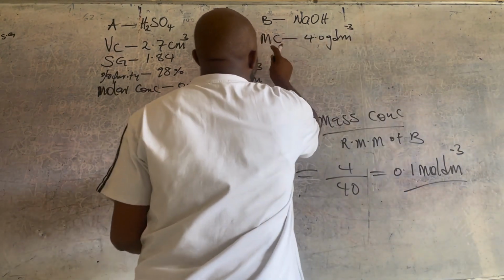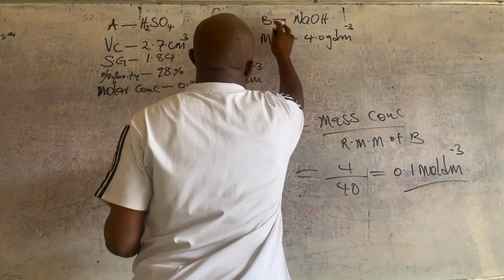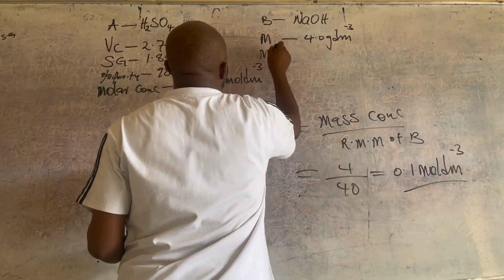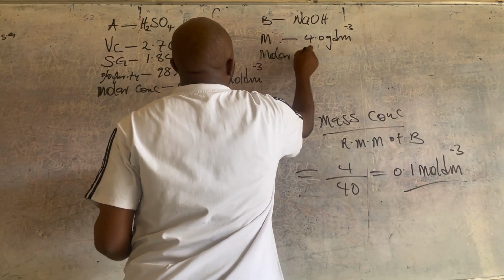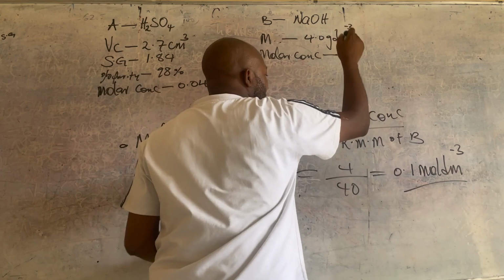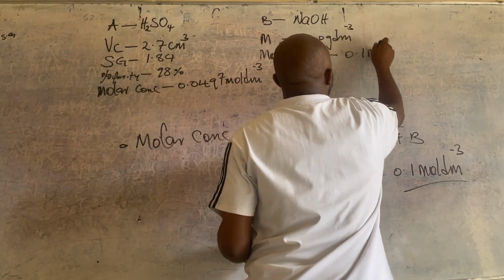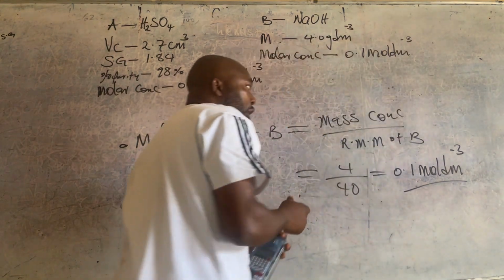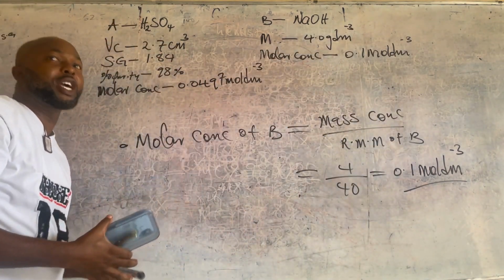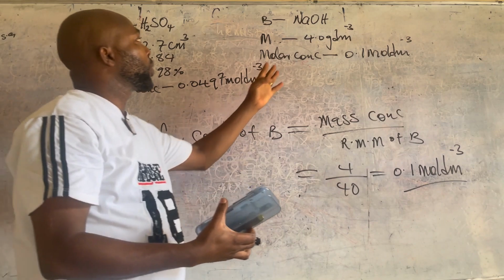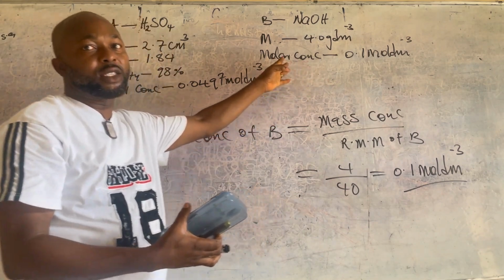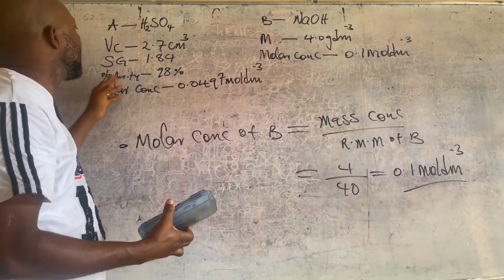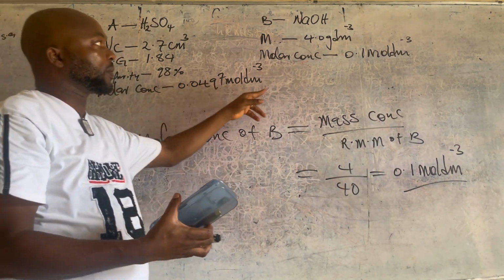So now we can say the molar concentration of the base becomes 0.1 mole per dm cube. From here, I have also been able to establish from the formula what the molar concentration of the base is, which is 0.1, and what the molar concentration of the acid is, which is 0.0497.